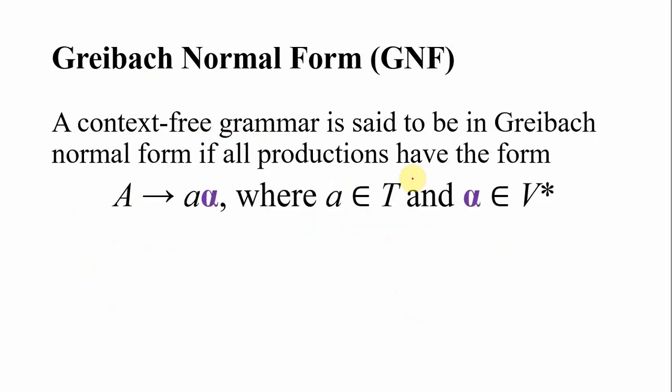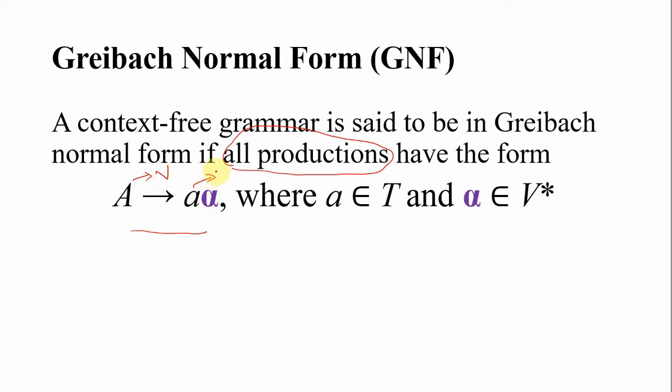Then comes the Greibach normal form. It's slightly different from the previous one. A CFG is said to be in Greibach normal form if all productions have the form A gives a alpha. What is that? A, no confusion, it is going to be from a variable.